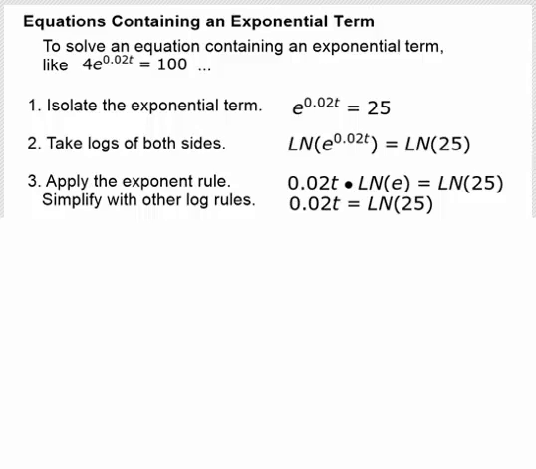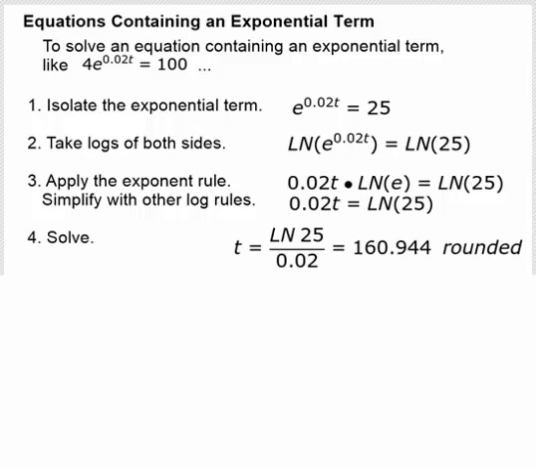Now we can use algebraic methods to solve this. In this case, we just have to divide both sides by 0.02. So we get an answer of natural log of 25 divided by 0.02, which to 3 places is 160.944. But for exponential and log equations, we always have to check our answers.